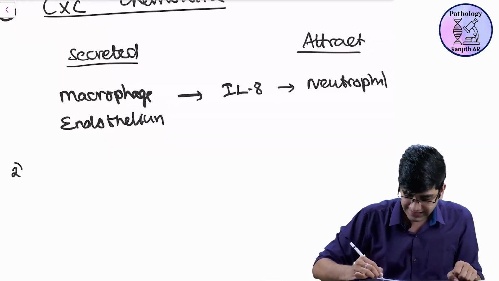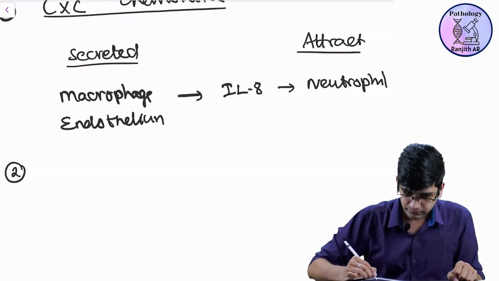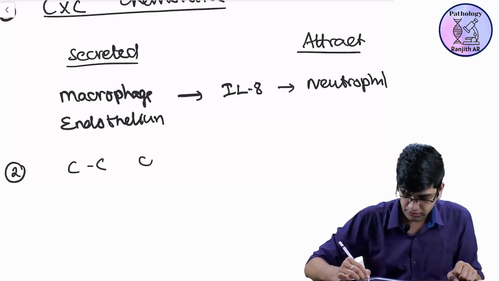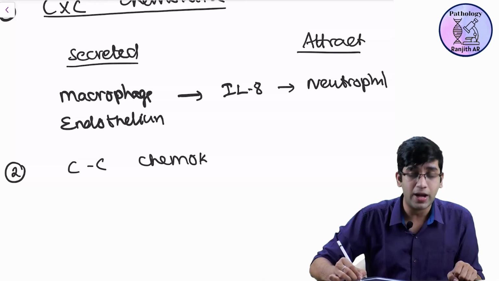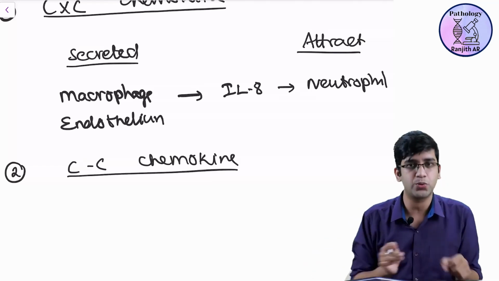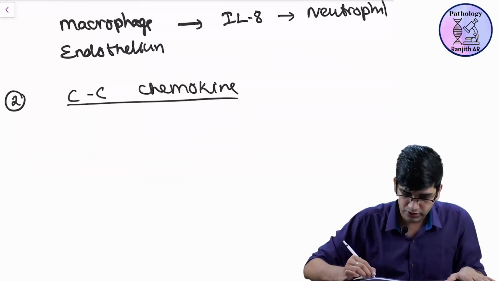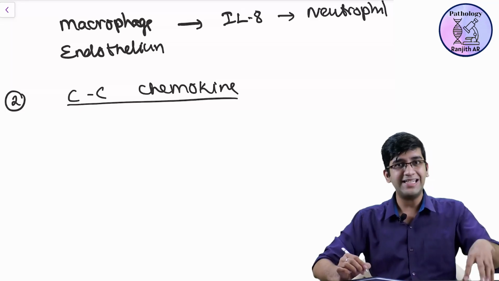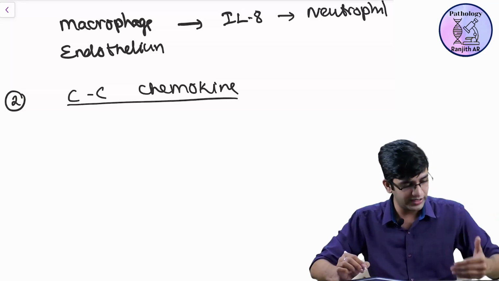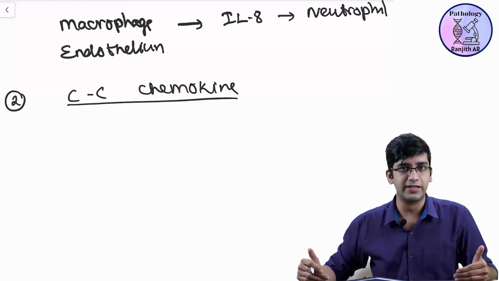Next. The second group of chemokine is called CC chemokine, which means there is no amino acid between the cysteine residues. That's what it means. X is for the amino acid, right? So CC chemokines, we have plenty of chemokines here. I'm just going to write the chemokine name and the cells which they are going to attract, right?